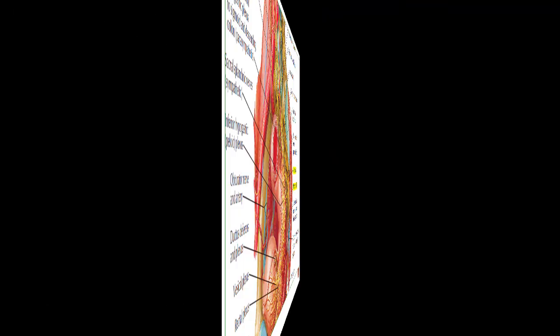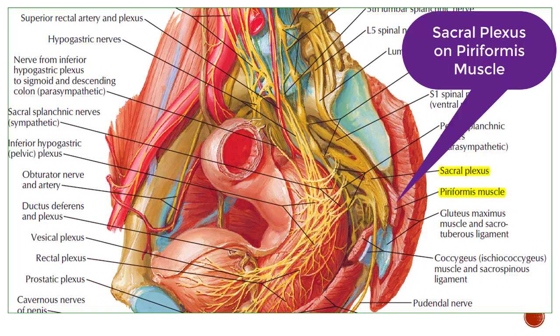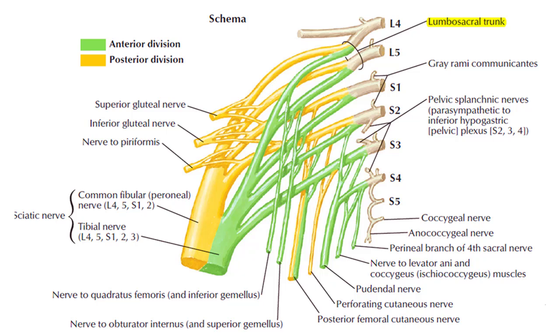Regarding the exact anatomical location of the sacral plexus, it forms on the posterior pelvic wall, on the internal surface of the piriformis muscle. And the piriformis is a muscle of the gluteal region. The sacral plexus gives off numerous branches including anterior and posterior branches and one terminal branch.